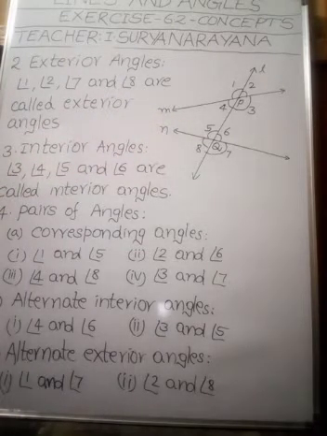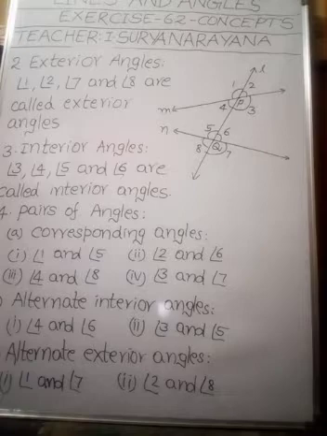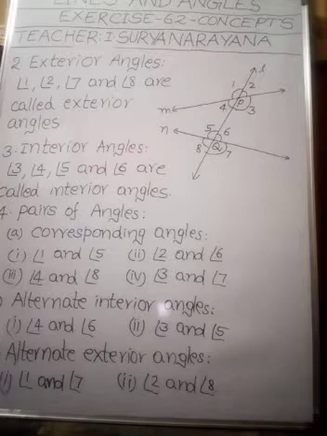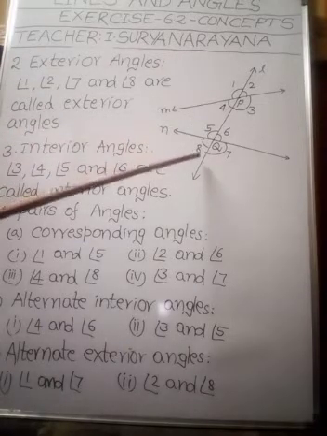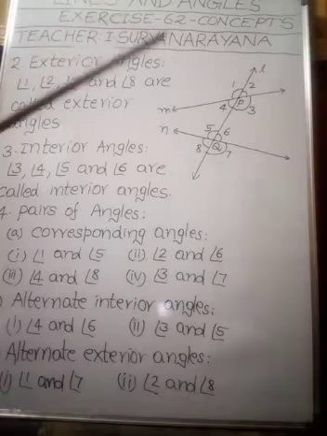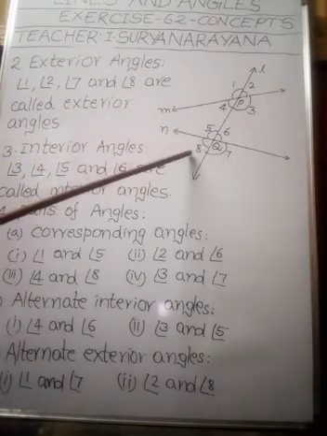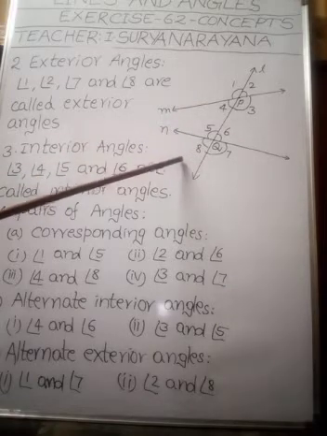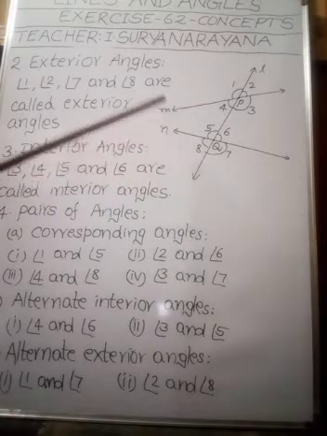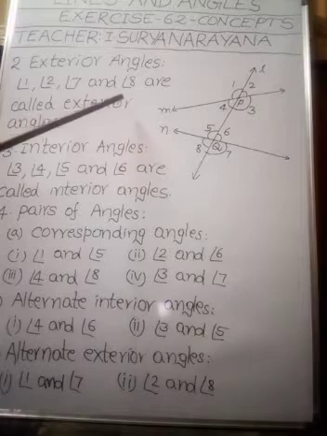You have to identify in the exercise, in the sums, what the exterior angles are. Understood? Can you identify what exterior angles are? Angle 1, angle 2, angle 7 and angle 8. All these four angles are said to be exterior angles. Is it clear, my dear children?